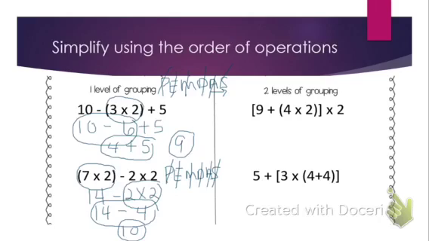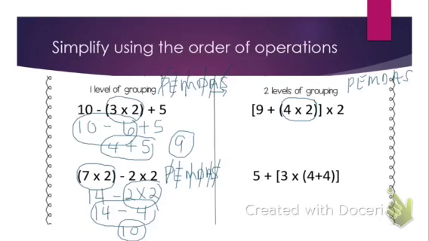And we're ready to move on to the next two examples that involve two levels of grouping. So I'm going to go ahead and write PEMDAS, and move on to my third example. If you notice, you see the inner parentheses and then the brackets. You must perform or simplify the inner set of parentheses before you can do anything with the brackets.